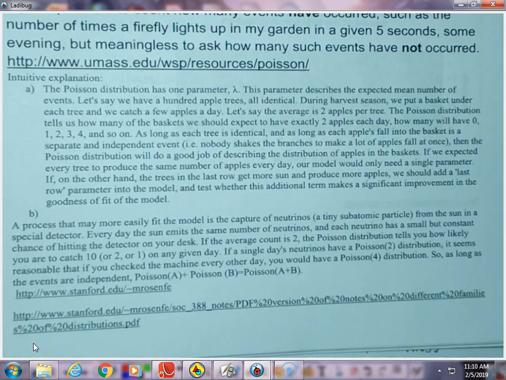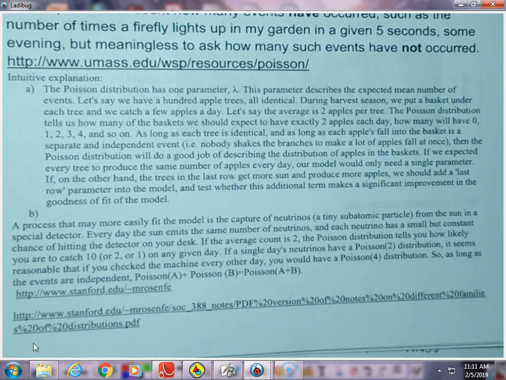So let's say we have 100 apple trees, all identical. During the harvest season, we put a basket under each tree and we catch a few apples a day. Let's say the average is 2 apples per tree. The Poisson distribution is basically going to be a formula that tells us how many of the baskets we should expect to have exactly 2 apples each day. 0, 1, 2, 3, 4, and so on. If they normally get 2, the highest probability is we get 2. It goes to infinity, though.